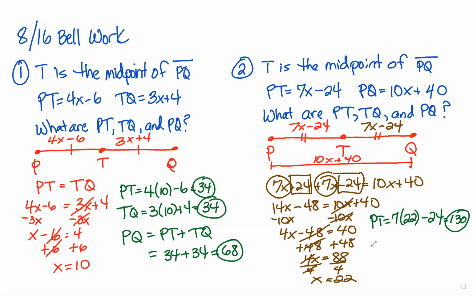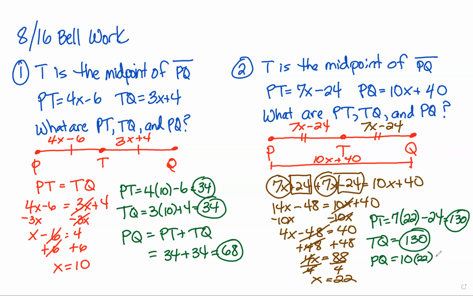And of course, PT and TQ are exactly the same. So TQ would also be 130. And then I need to do PQ. It should be 260, but I'm going to go ahead and use the 10x plus 40 to verify that I've really done this work correctly.